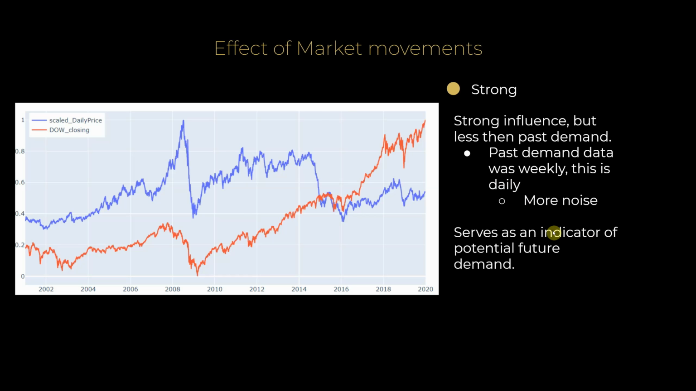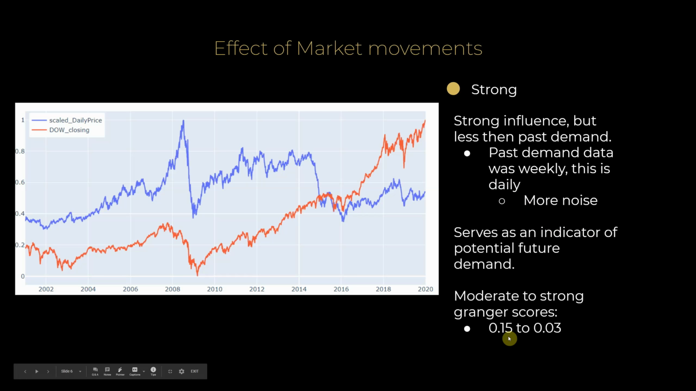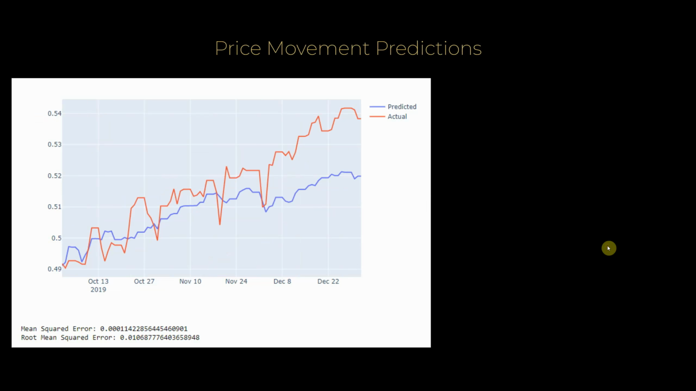So prices also tend to go down. We saw moderate to strong Granger scores, between 0.15 and 0.03. So it did come in under the threshold for the 7 day delay, but not so much for the earlier ones. But I think it's still pretty on point. So now let's move on to our success with predictions.